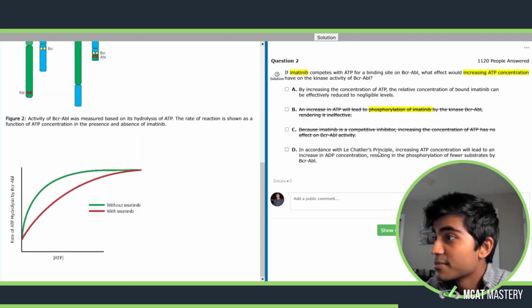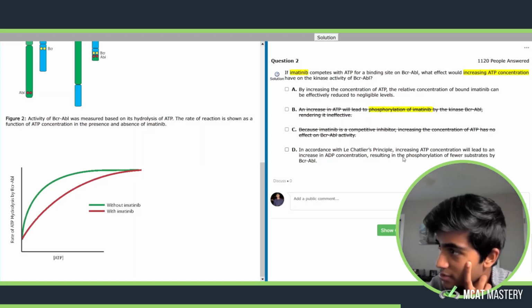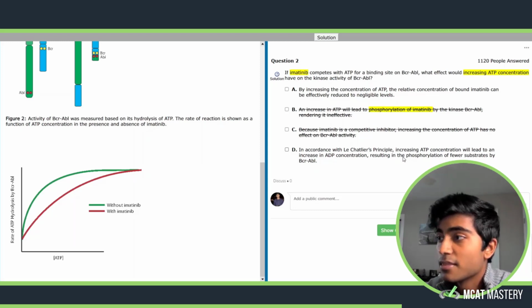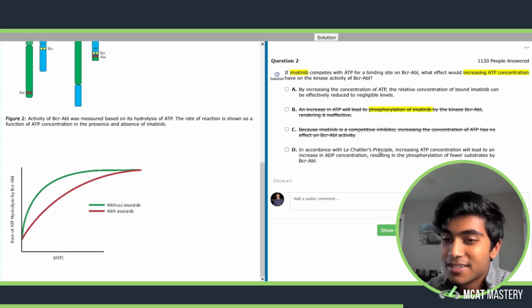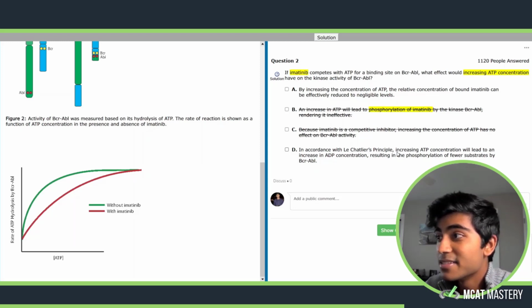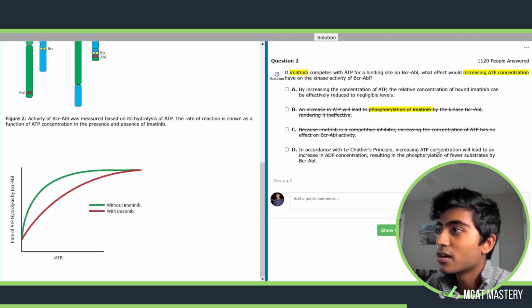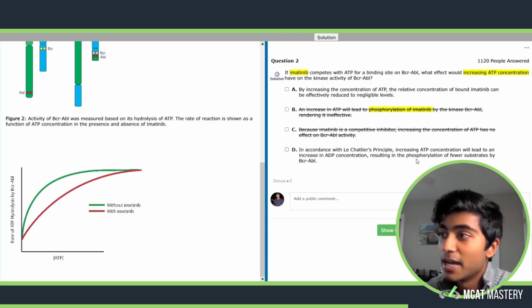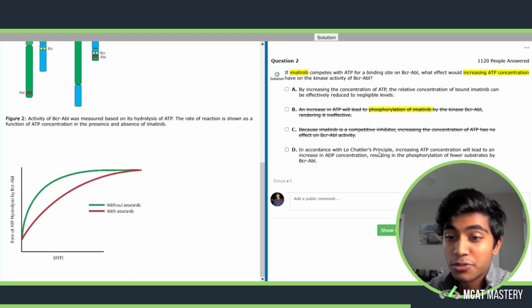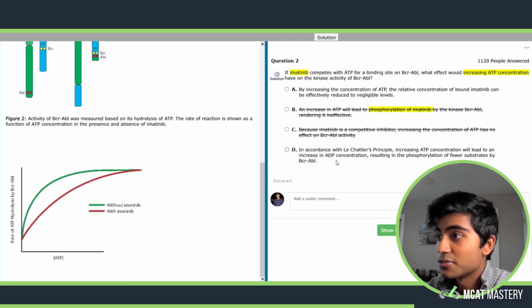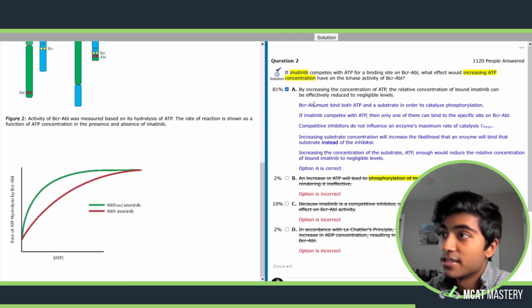In accordance with Le Chatelier's principle, increasing ATP concentration will lead to an increase in ADP, resulting in the phosphorylation of fewer substrates by BCR-ABL. This one is tying in a chemistry concept with the attempt to confuse you, right? That does make sense. You increase ATP, it's going to shift equilibrium to the other side. But we aren't talking in this case about just Le Chatelier's principle. We're talking about inhibition. So this answer choice is trying to throw you off by introducing a different concept. But we are talking about inhibition here, and this does not play a role in that. And so with that, we can cancel this answer choice out, and then we're left with A, which is the answer.